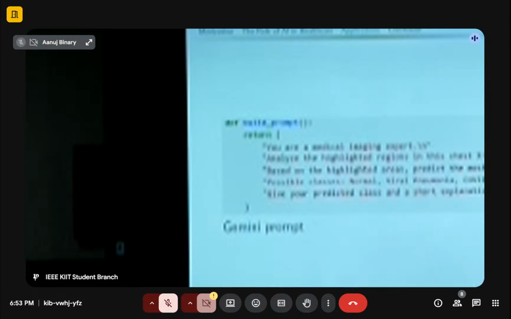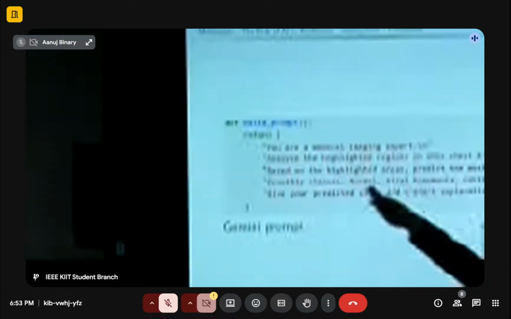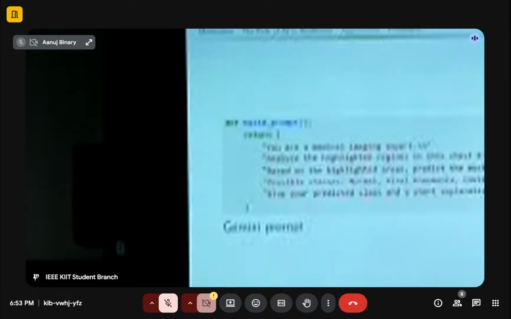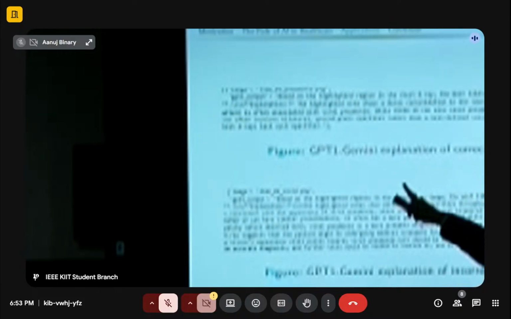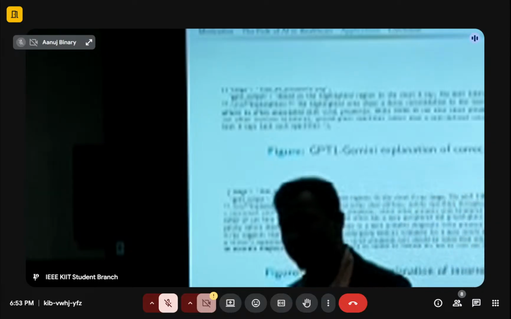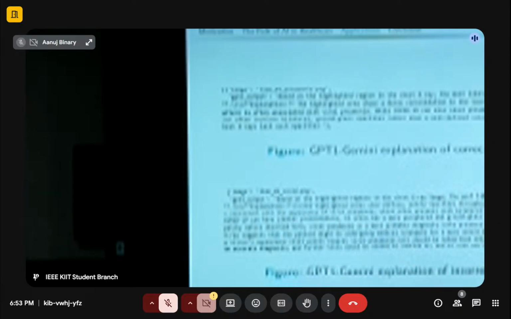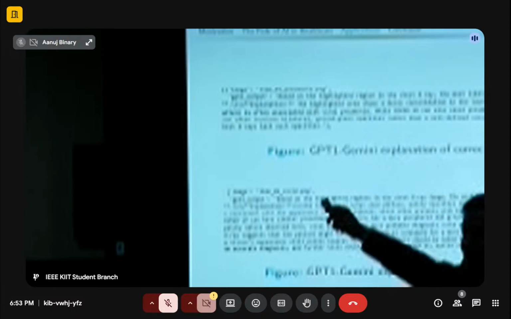We will tell Gemini: you are a medical image expert, analyze the highlighted regions in this chest X-ray, and based on the highlighted areas, predict the most likely conditions, the possible classes. So it will give you these results. Then GPT and Gemini: sometimes when you give a query, for a different image it will predict differently. Here it is saying pneumonia, and here it is showing COVID.